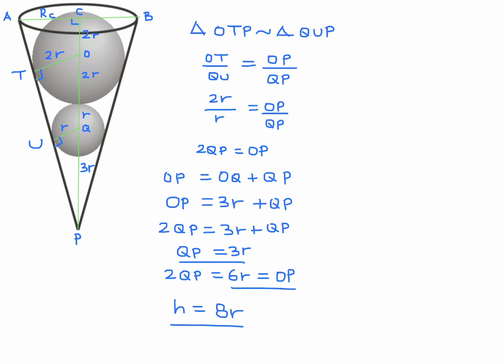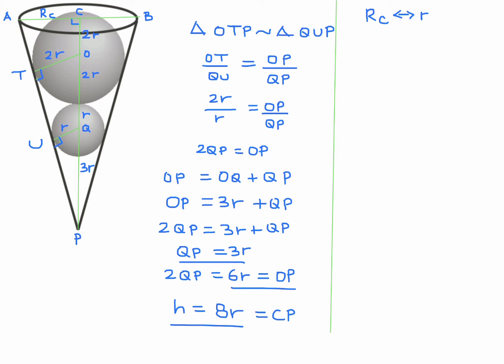So those are very, very important findings. And now we can proceed with the second part of the question. The second part involves getting the radius of the cone in some sort of a relationship with r. So that is what we have to do. Because here we got the height in terms of r. So we have to now get the radius of the cone in terms of r. And once we have those two things, we can solve the question.